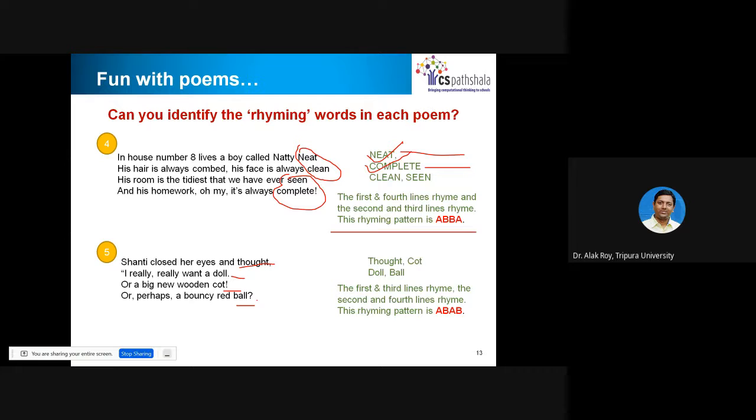So the pattern is like thought and caught are similar. Okay. So thought and caught can be considered as A, and doll and ball can be considered as B. So the pattern is ABAB. Okay.